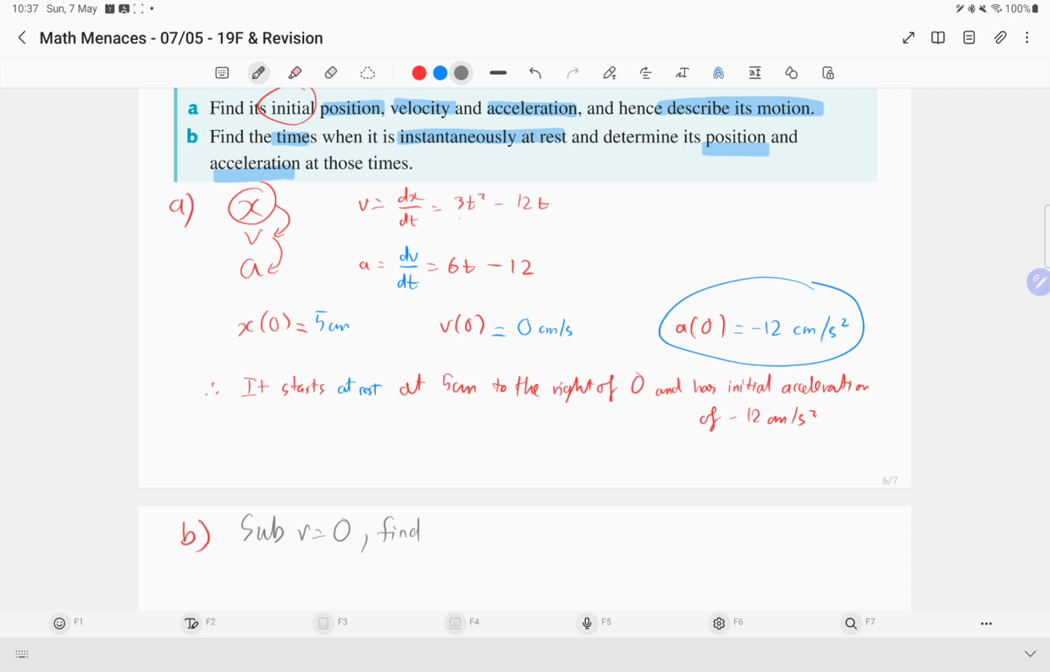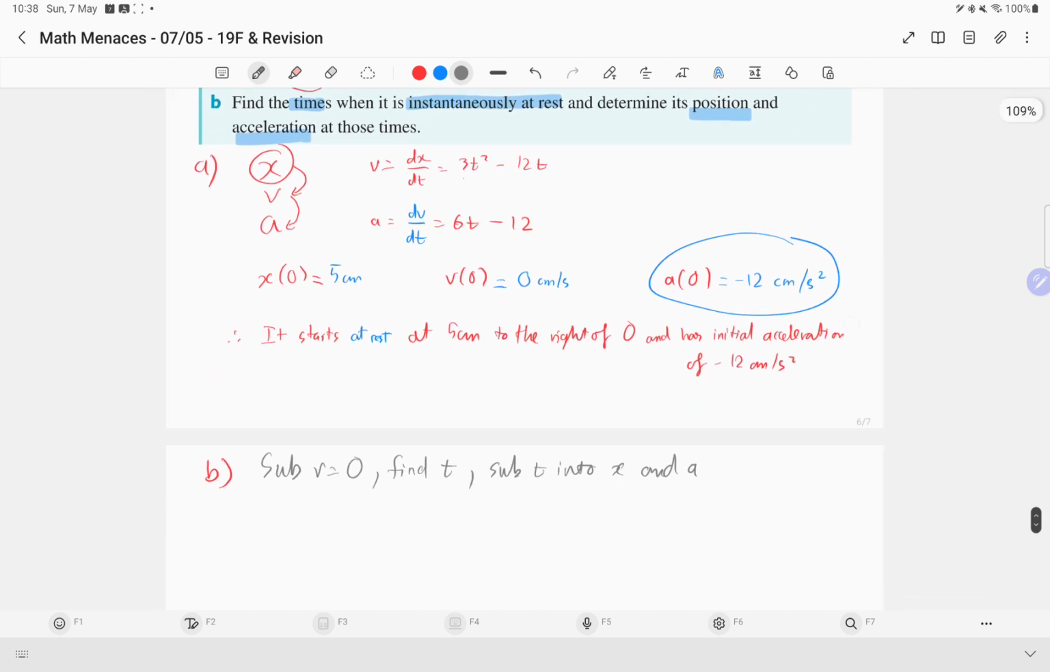Sorry? Initial velocity. Not quite. You're finding the... yes. Find t. Okay, and then determine its position and acceleration at those times. So what are we doing in terms of the mathematical equations? Sub t into x and a. Yeah, that's right. That's it. That's all you guys need to do here.